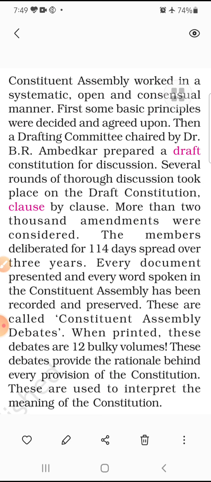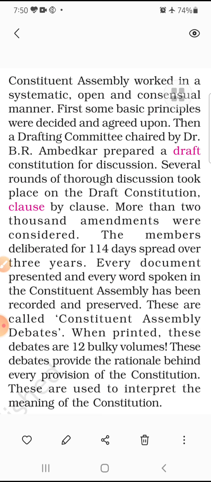Whenever discussion took place, there were lots of blemishes, lots of lacks in the draft, so it was done by the discussion. The members deliberated for 114 days continuously, spread over the 3 years. It means approximately 3 years the discussion took place.